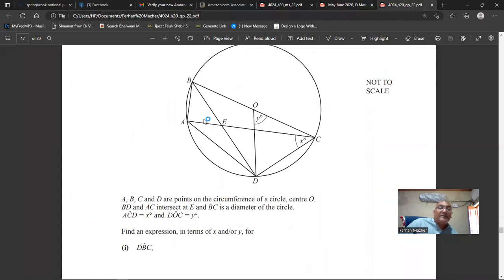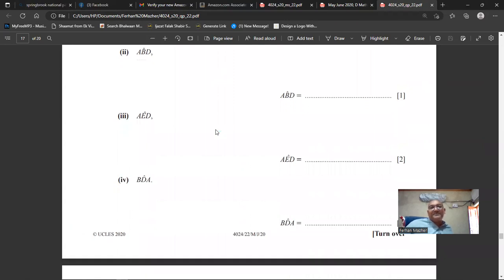Let me show you again. This angle was X. This angle is 90. So this angle will be 180 minus 90 minus X. So once I know this angle, then I can find this angle because this is a straight line. If I know this, I can find this.